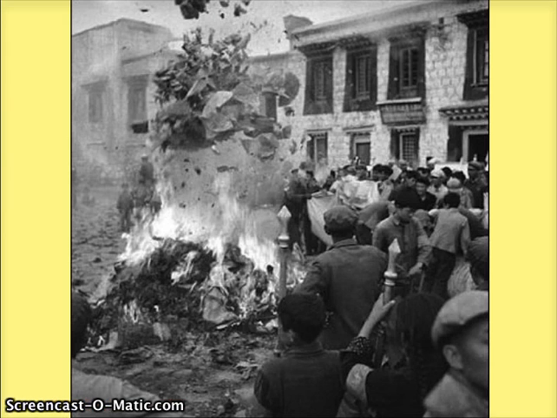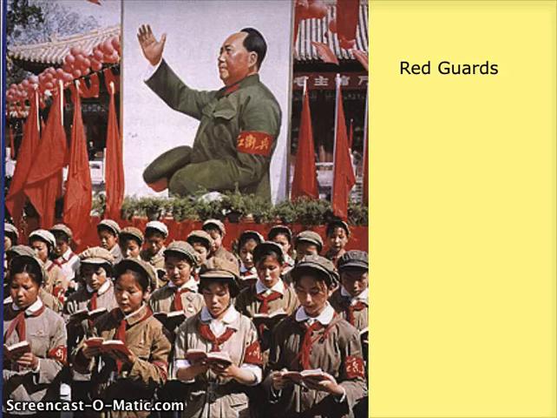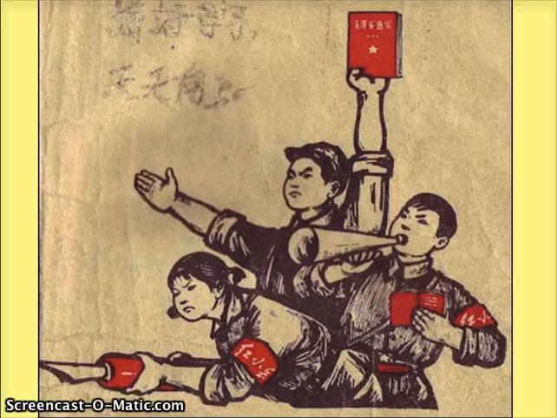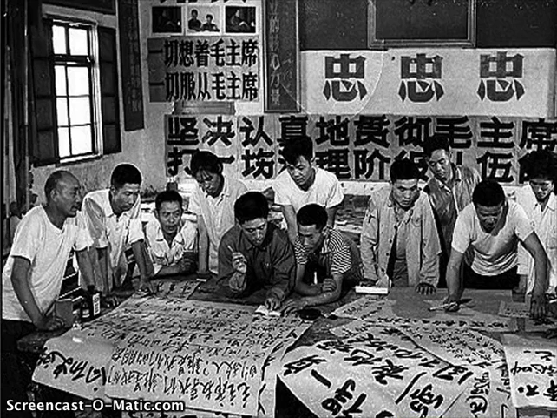Just to get an idea, here are some images from the Cultural Revolution. Right now they're destroying books, destroying anything that is linked to education. We also see here many religious and Buddhist statues being burnt. The Cultural Revolution was very against religion. Here we have some indoctrination. We have Mao standing there as a great leader, and many young students are reading about his importance. Some more propaganda, just so you get an idea of what's happening during the Cultural Revolution.